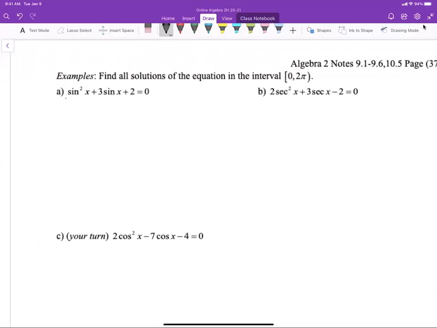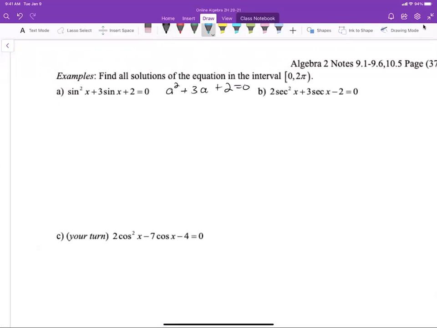All right, I have another problem that I need to solve. And even though this looks hard, I want you to imagine this equation in this particular light. This is the same as a squared plus 3 times a plus 2 equals 0.